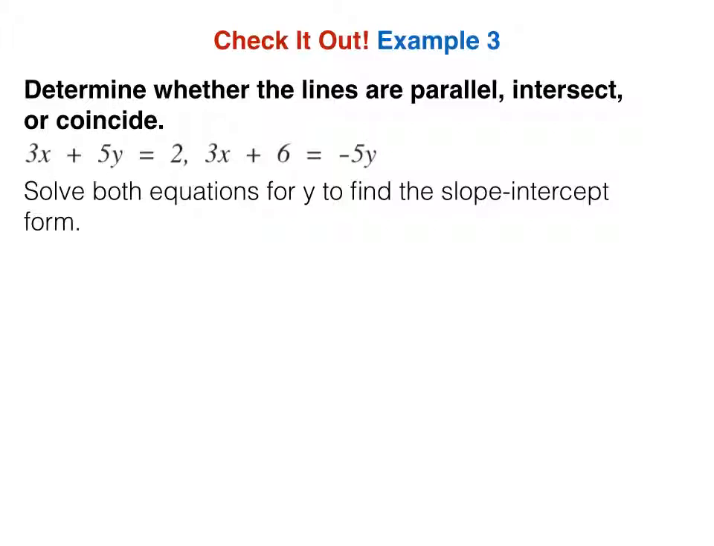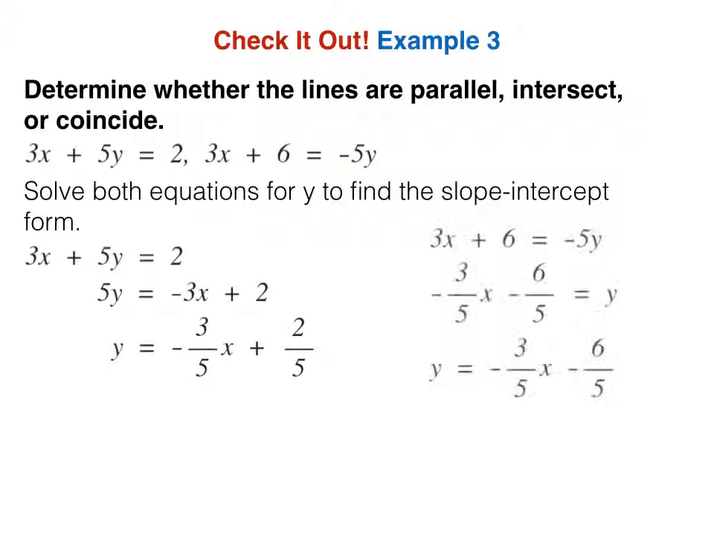Solve both equations for y to find the slope-intercept form. The first equation, what I do is I subtract 3x to the other side, then I divide everything by 5. This gives me y equals negative 3/5 x plus 2/5.